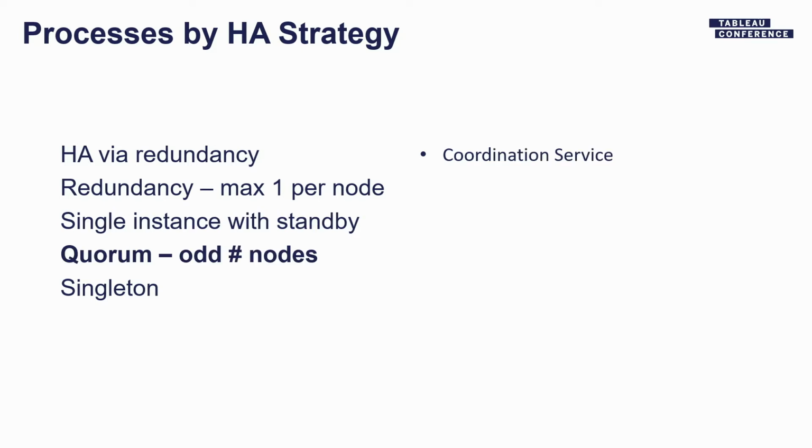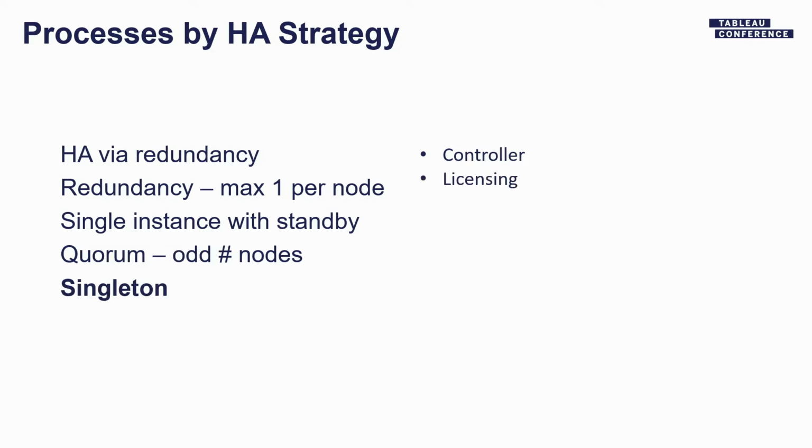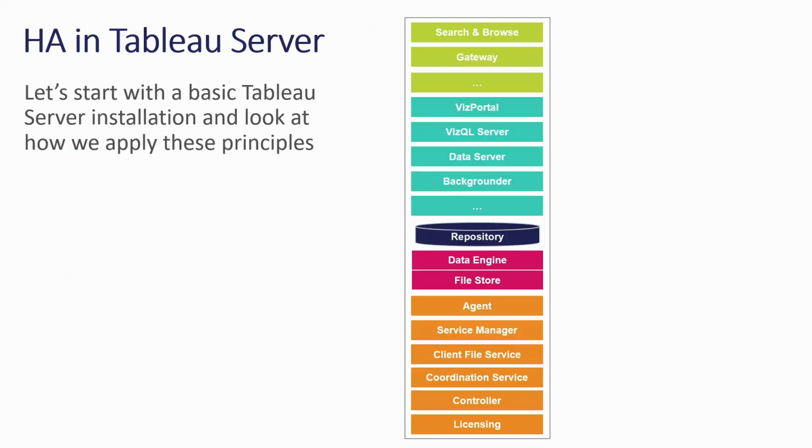The coordination service enables highly reliable distributed coordination. And it uses a quorum strategy, which is basically a majority vote. And so for this to work, we have to have an odd number of nodes, either 3 or 5. And finally, we've got a couple services which are limited to just one instance in your cluster, and that's the controller and licensing. And we'll take a look at that a little later.